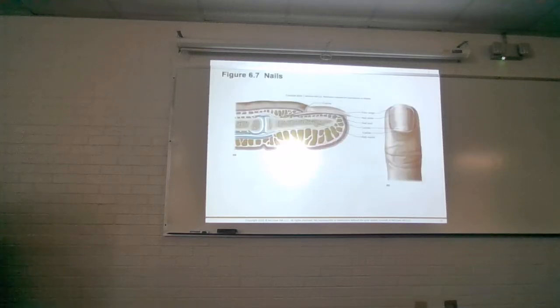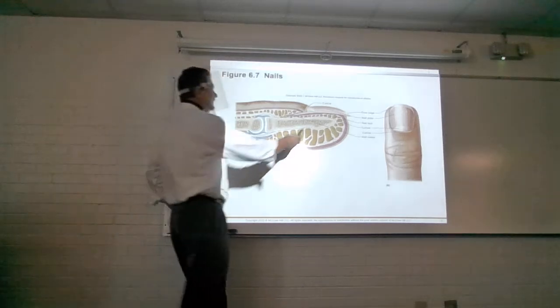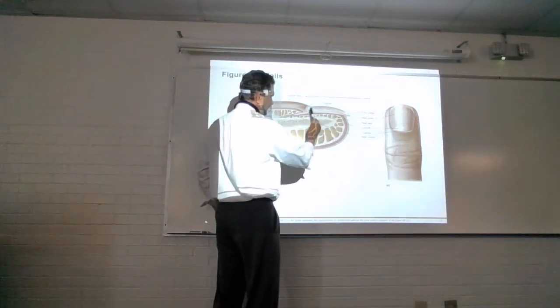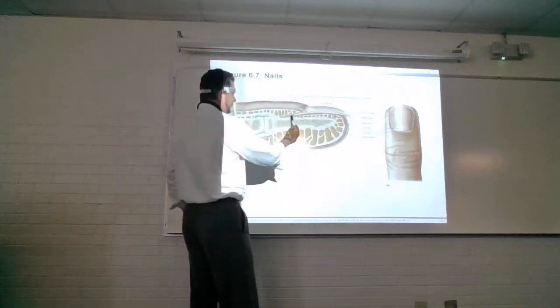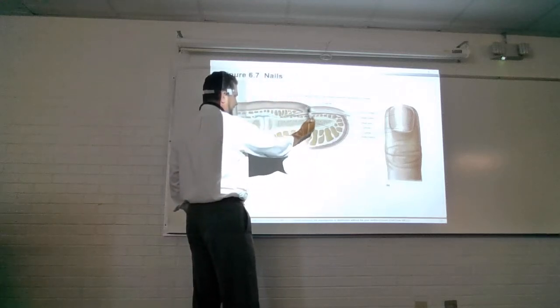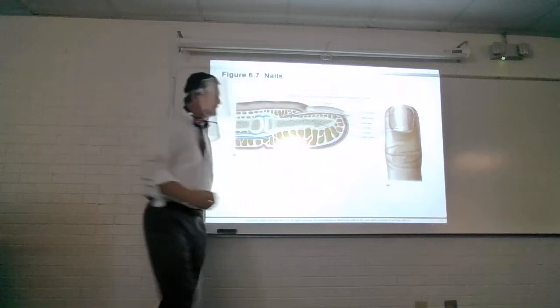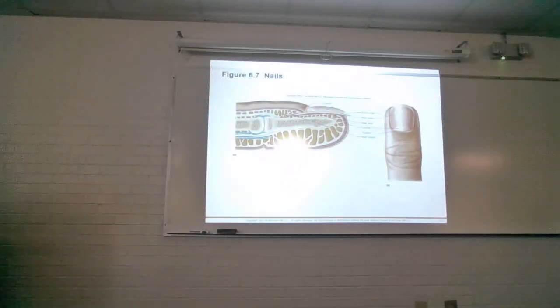I always hate pictures of fingers cut in half. It just seems weird, but anyway, so nail plate, nail bed, this little part there's the lunula. The matrix is just deep to it, but this is the part that extends out, and again, the cuticle is covering that back part.